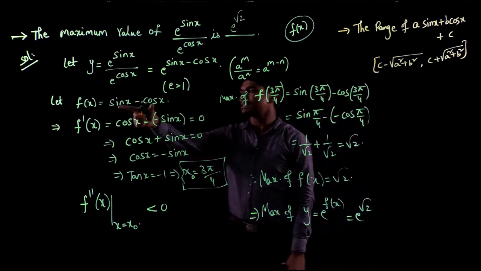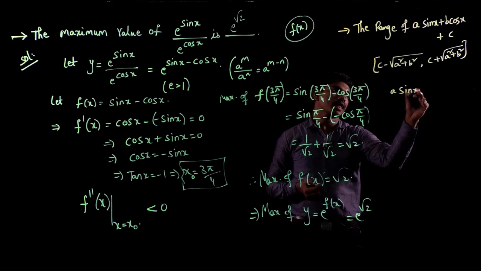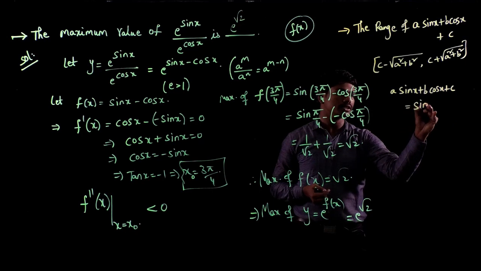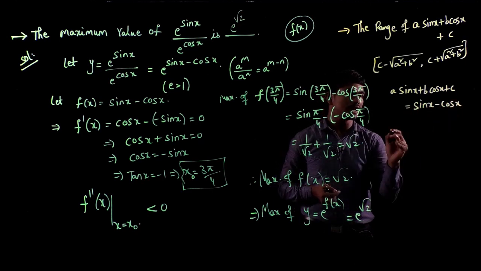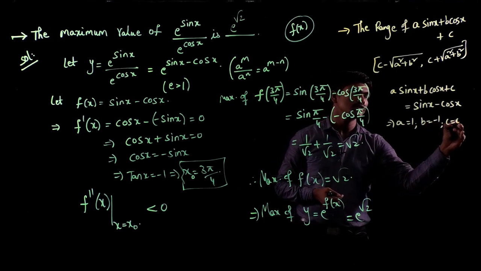Now if you want to find the maximum of sin x minus cos x, what if you compare this with a sin x plus b cos x plus c, which is equal to sin x minus cos x? What are the values of a, b, c that you have? a is equal to 1, b is equal to minus 1, c is equal to 0, correct?